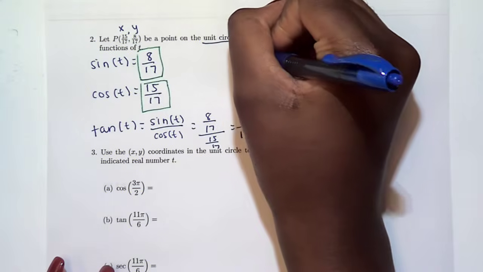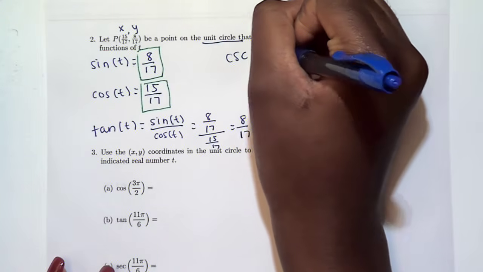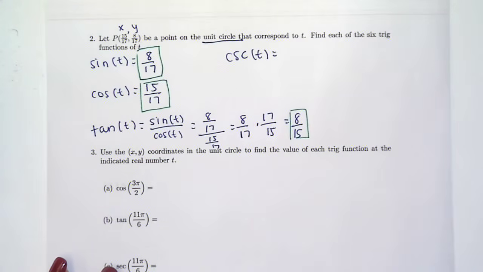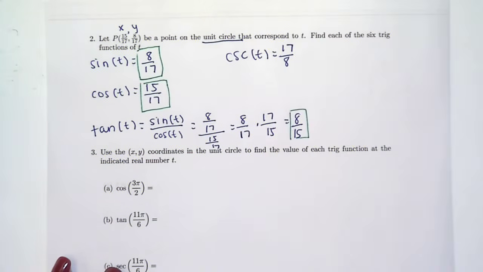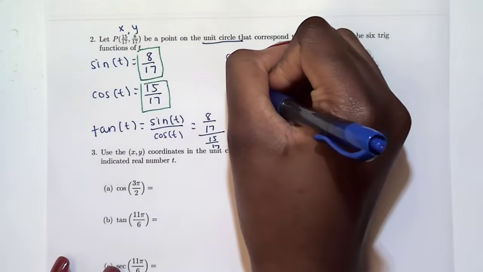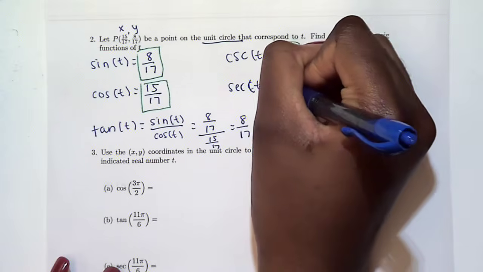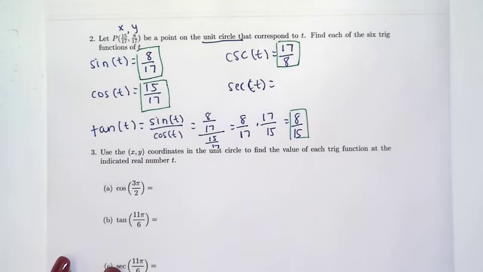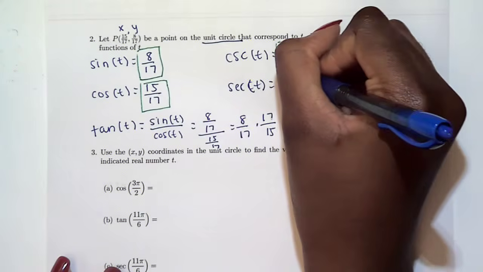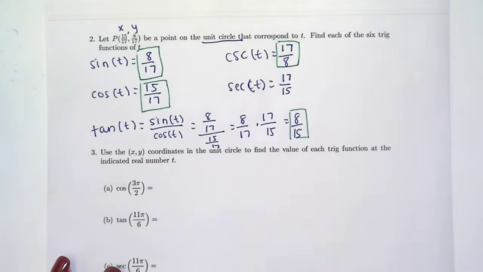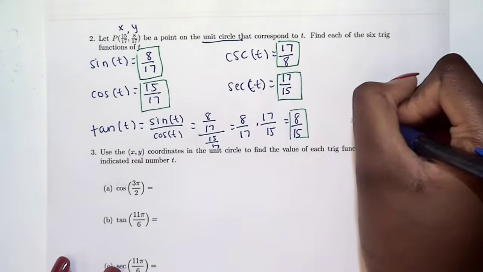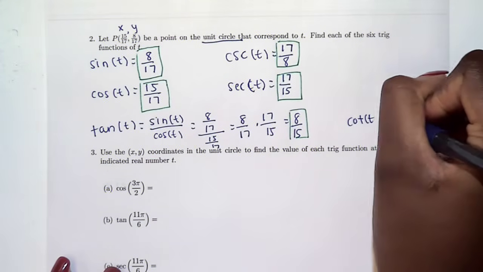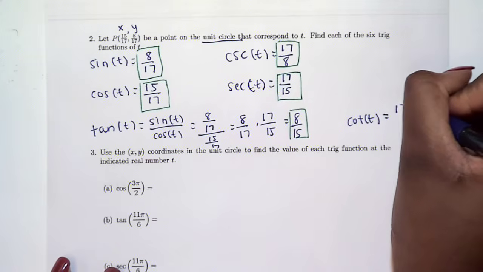Okay. All right, now let's find all of our reciprocals. We can find cosecant of T. That is just the reciprocal of sine. We can find secant of T, which is the reciprocal of cosine. And we can find cotangent of T, which is the reciprocal of tangent.